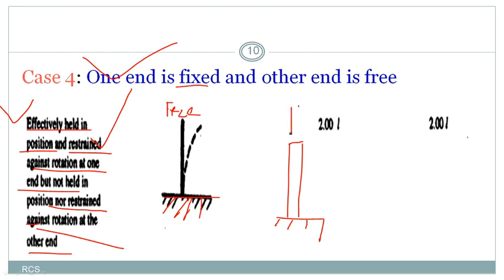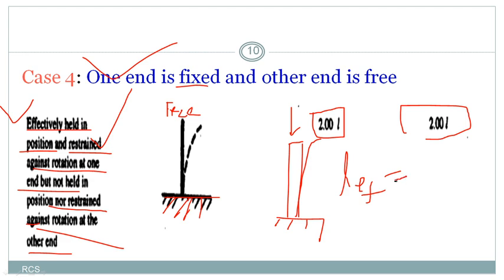Now if we apply a load, it will deflect like this. The code has given for this the theoretical value of L effective as 2 times the unsupported length, and the practical value is also 2 times. So L effective is equal to 2 into the unsupported length, 2 into L. This is the unsupported length, the actual length or height of the column, the distance between the end connections. Like this we can calculate the effective length of the column.